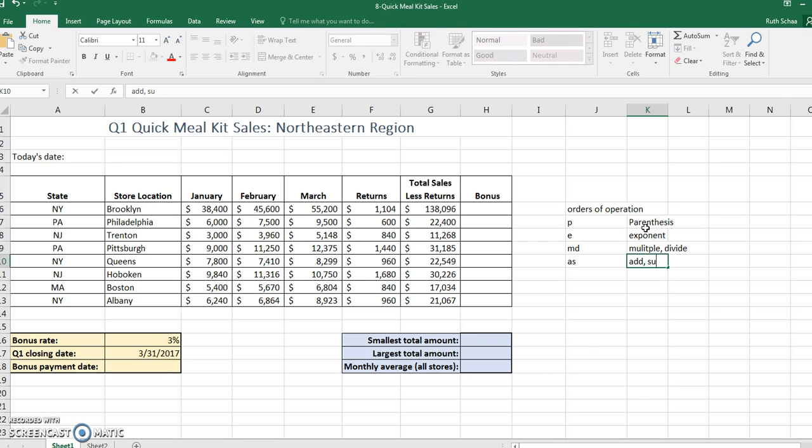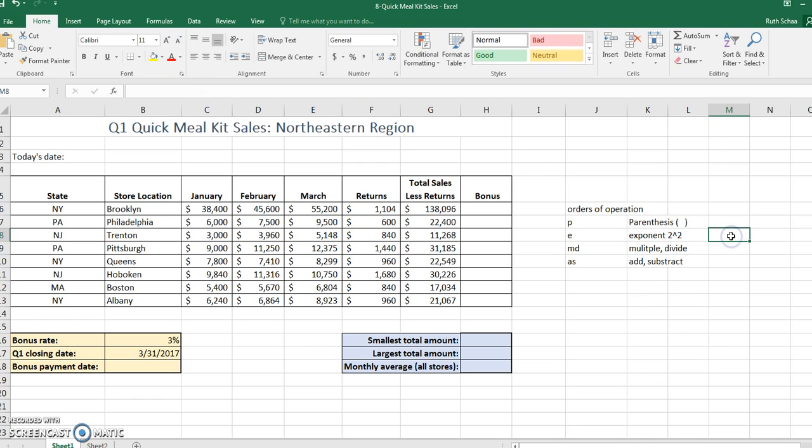Then add and subtract. The symbols that you will use for the parentheses, you will have your open parenthesis, and make sure you have a closed parenthesis. If you have two open parentheses, you must have two closed parentheses. The exponent, you will use what is known as the caret. That is the symbol above the number 6. So 2 squared will read 2, then the caret, and then the 2.